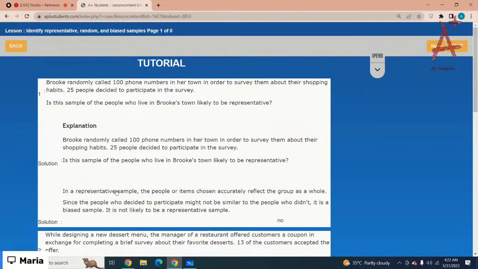No, this is not representative. Why? Because in a representative sample, the people or items chosen accurately reflect the group as a whole. Since the people who decide to participate might not be similar to the people who didn't, it's a biased sample. It is not likely to be a representative sample. Got it? Out of the 100 called, only 25 decided to participate. So the 25 are not exactly the same as the ones who didn't, so that would be a biased sample, not representative. Got it?